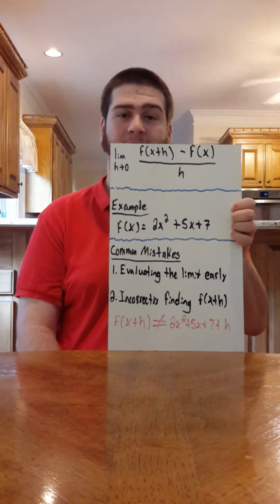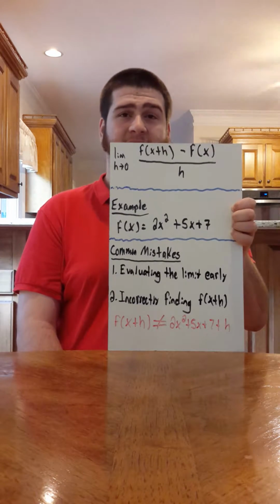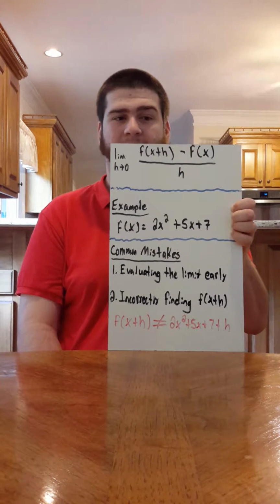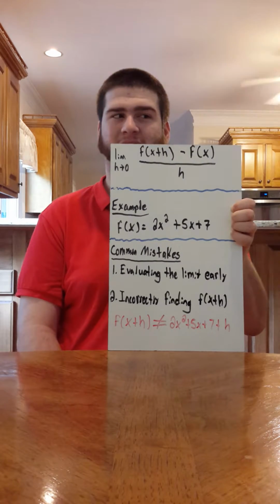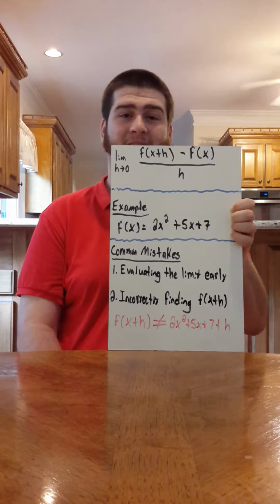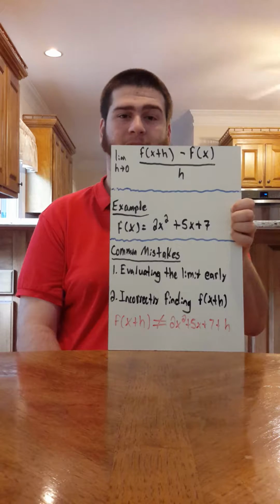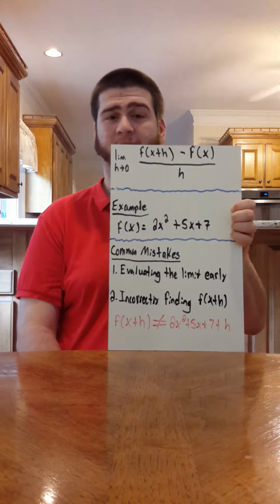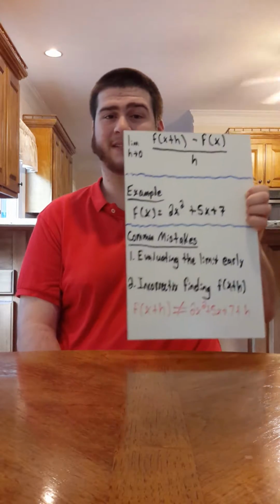Let's talk about another common mistake. Function composition, not everybody's strong suit. It's okay. So for f of x plus h, we just add an h on the end, right? Nope. Again, not that simple. f of x plus h is not going to be equal to 2x squared plus 5x plus 7 plus h. It is going to be equal to something else though. Let's talk about how we can find that something else.